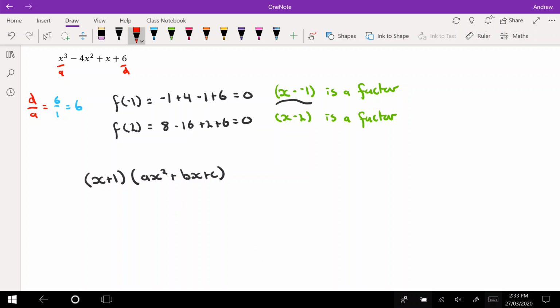We have something times x squared, and that has to be x cubed. So what does that first one have to be? What's the coefficient of my x squared inside? 1, because 1 times 1 is 1. The coefficient of x cubed is 1. So a is just equal to 1. What is c going to be equal to? 6, because the final numbers all have to be multiplied together. So now we just have to worry about my b. So it's x plus 1 times x squared plus bx plus 6.